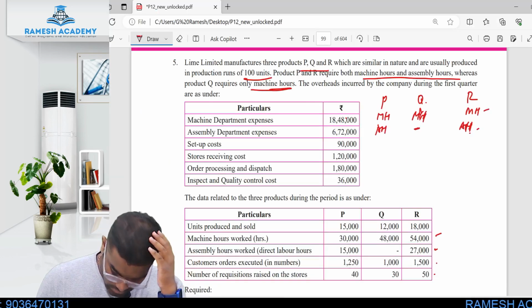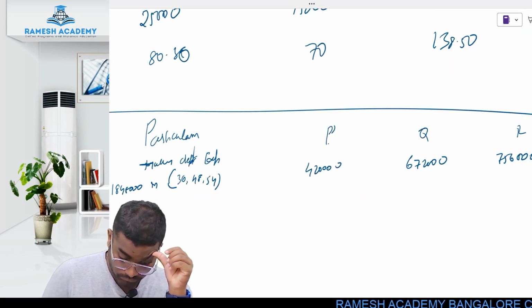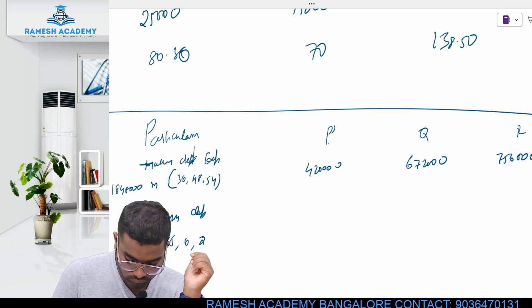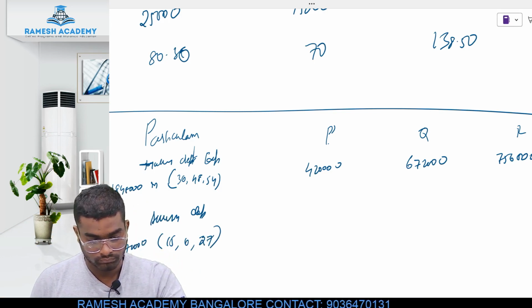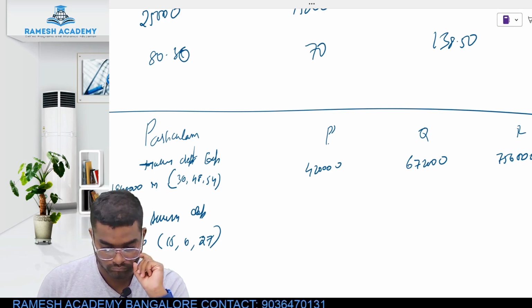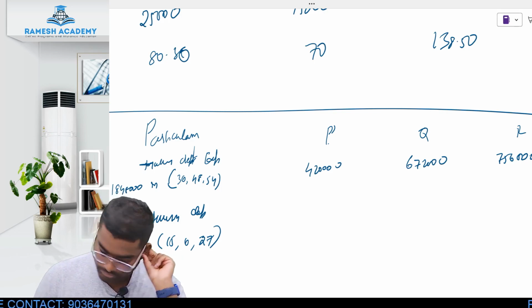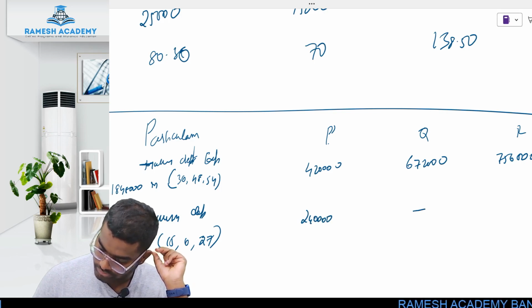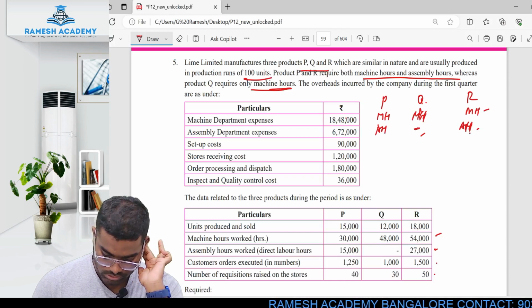So which is our next expense? Assembly department. Assembly department, please be careful, Q it is not there. So 15 and 27, 6,72,000. So 6,72,000 divided by 42,000 into 15,000, so it is 2,40,000 here. So Q it will be not there. Divided by 42,000 into 27,000 is 4,32,000. So done with this also. What is the next expense? So this is done.